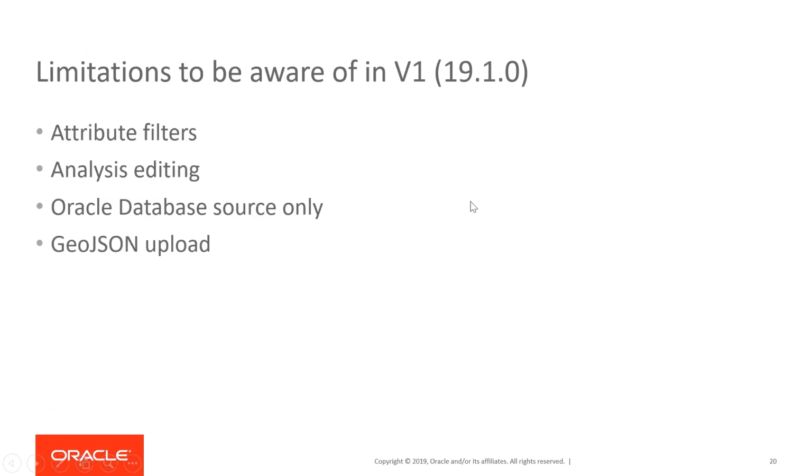The limitations that I told you to be aware of at the very beginning: we only have spatial filters right now in V1. For analysis editing, that's not possible. You'd have to just restart from scratch again to do another analysis, because you cannot edit analysis in V1. Database is the only source, and in V1, there's no GeoJSON upload. Just to be aware of.